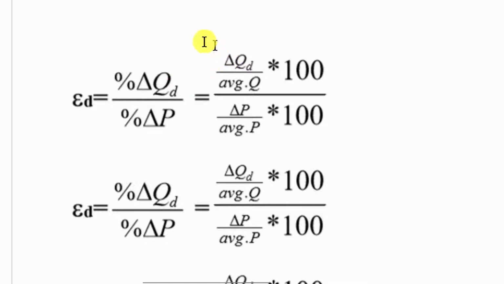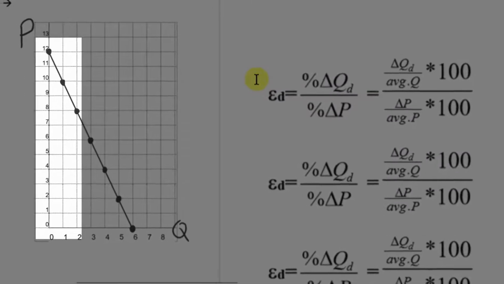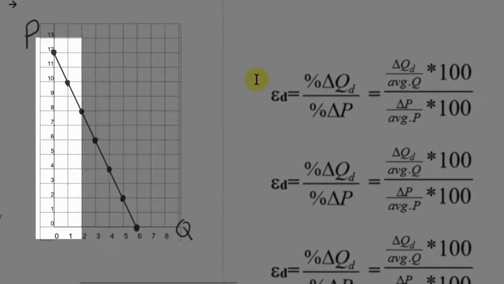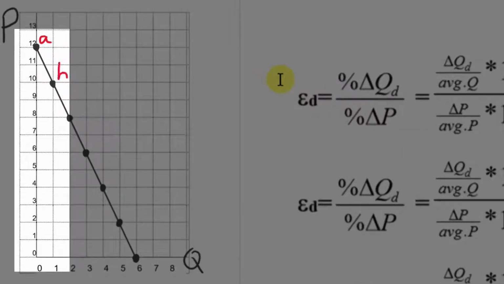Now, the midpoint formula is our special way of calculating percentage changes when we're looking at elasticities. The midpoint formula says to take how much something is changing and divide it by the average of the two values. Let's look at the first 2 points along the demand curve. So starting at the very top, let's call this point A here, and go to point B.